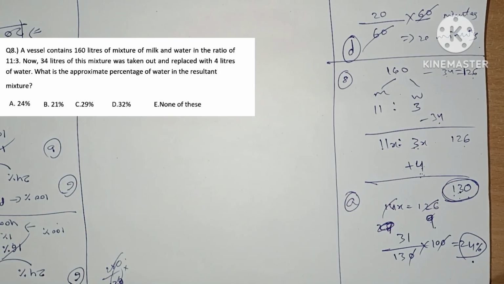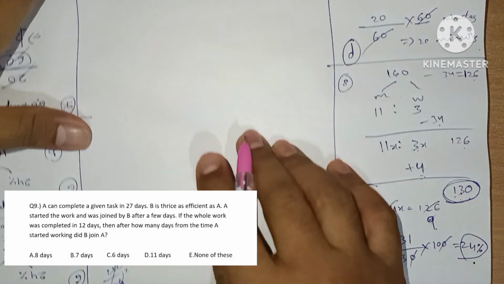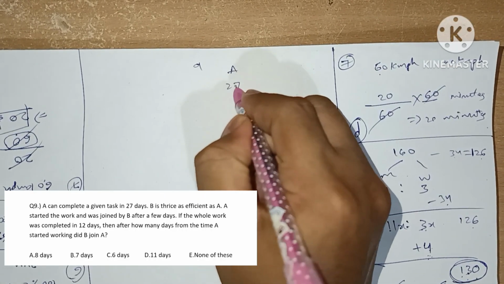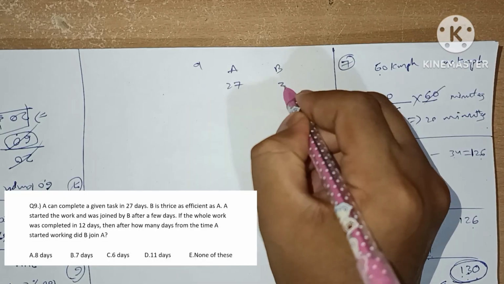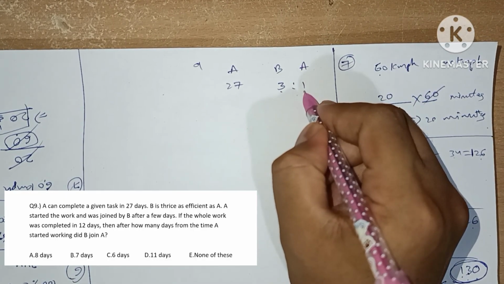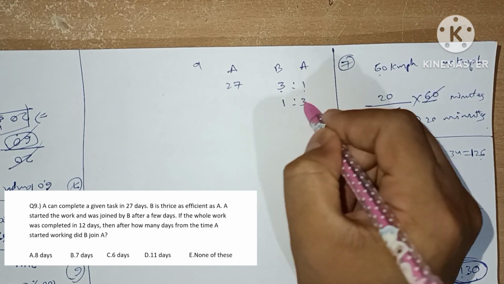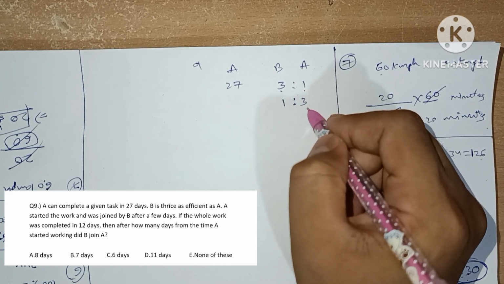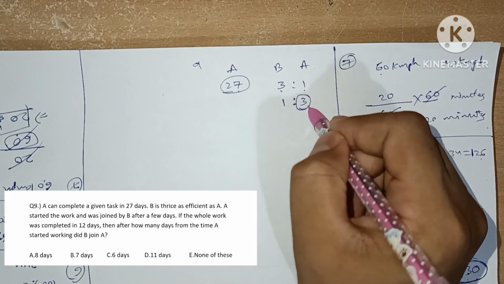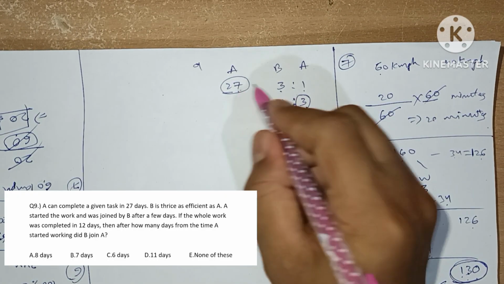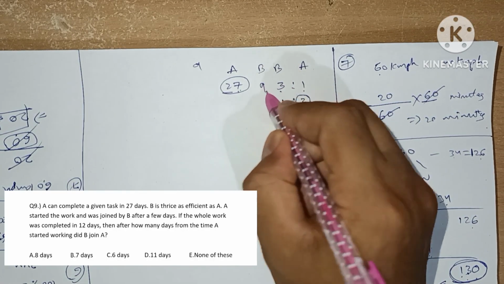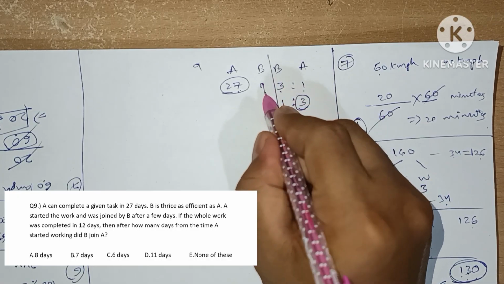Next we are going to see question number 9. A can complete a given task in 27 days. B is thrice as efficient as A. So efficiency is in the ratio 3:1, and the days ratio will be the reciprocal, 1:3. Here A's days are given as 27, so A has three parts. Three parts value is 27, means 3 9 times. So B can complete the whole work in 9 days. So we got the number of days for B.